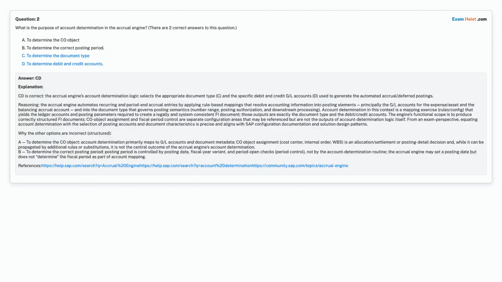Correct answer is option C. To determine the document type. Option D. To determine debit and credit accounts.